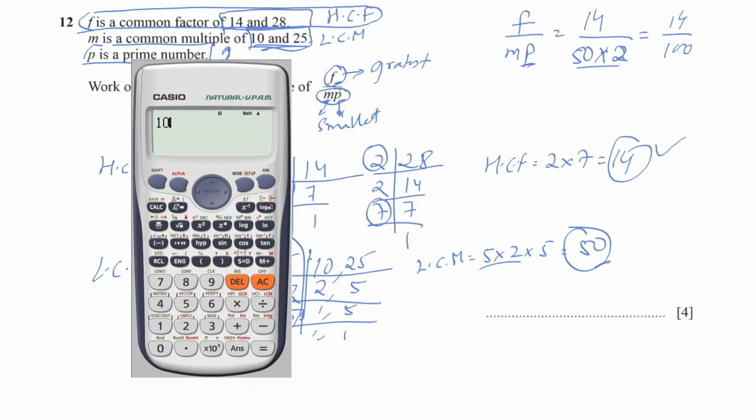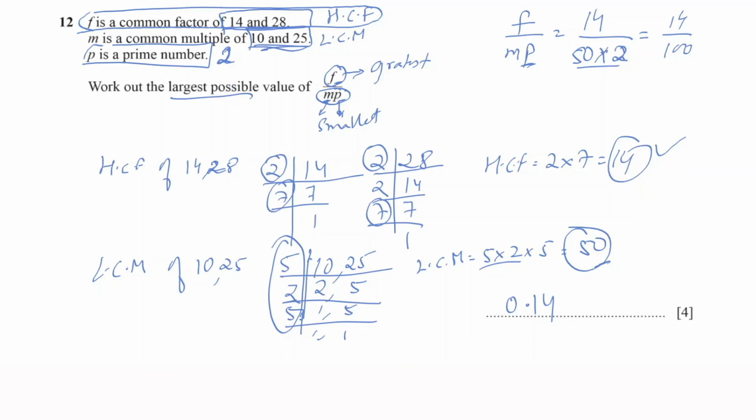I'll show you in the calculator itself. 14 divided by 100 is equal to 0.14. So that will be the maximum possible, the largest possible value of F upon MP, 0.14. This is your final answer. So let's move on to question number 13.